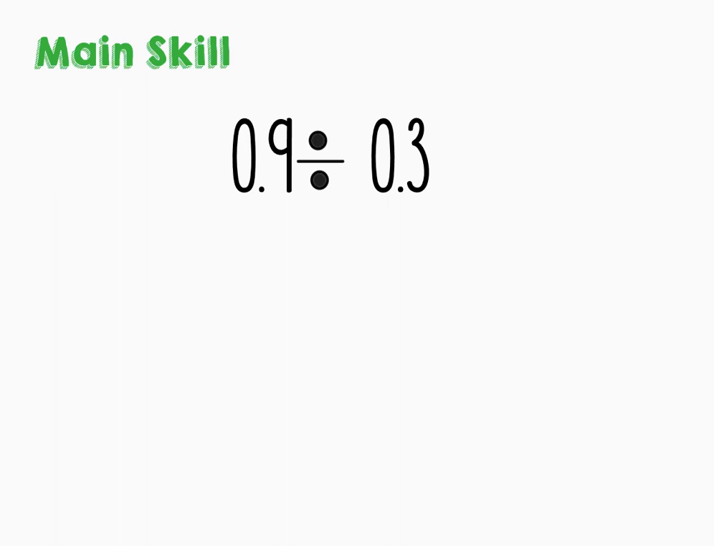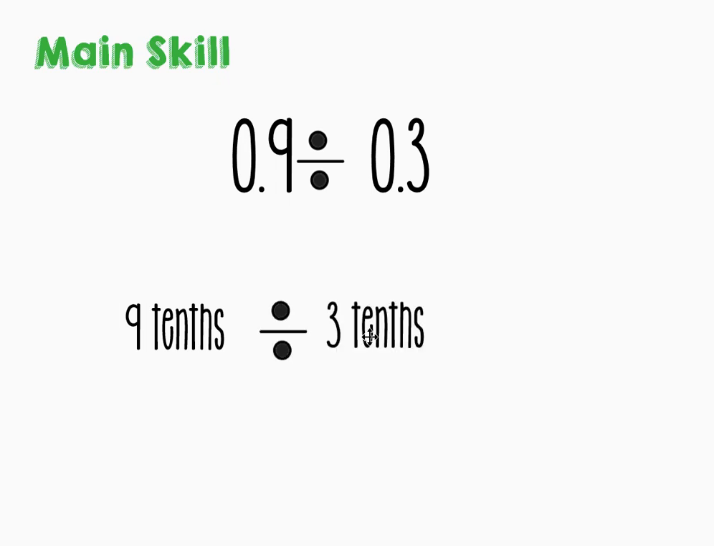Now we are ready for our main skill. Today, we are going to try to solve division problems like this, 9/10 divided by 3/10, by writing the problem in words and seeing how that helps us make it easier. If I were to convert 9/10 into words, I would have 9 tenths. 3/10 in words is 3 tenths. Now I'm going to use the facts that I know.